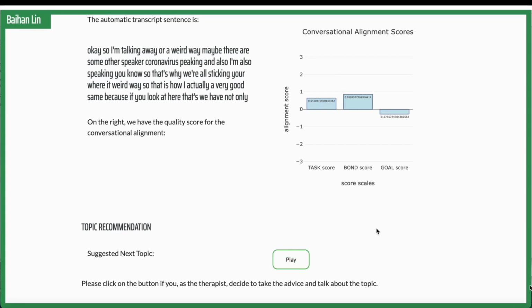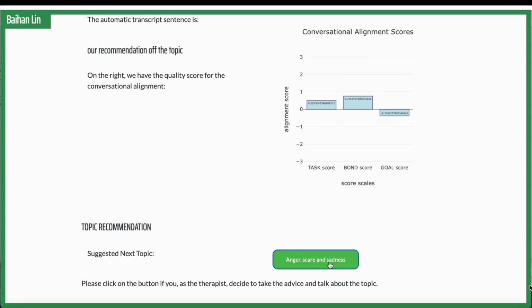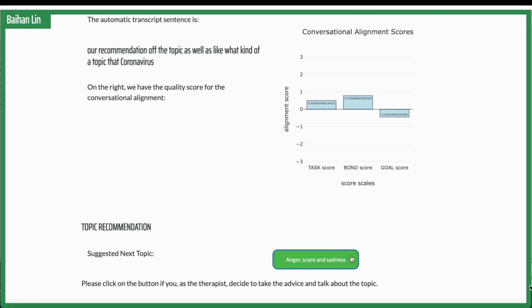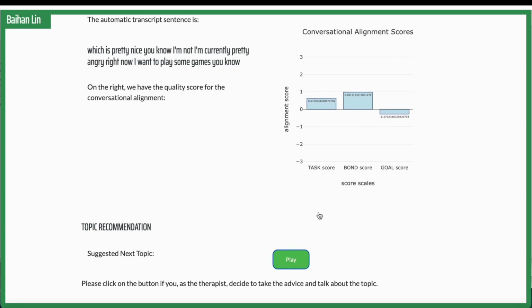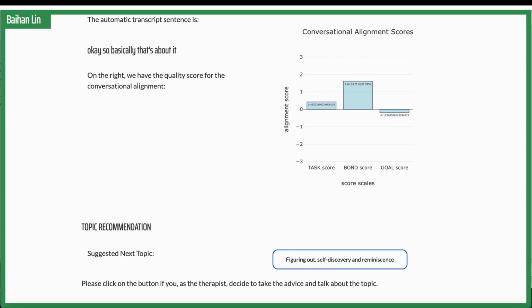You can see it's right below our annotations. We have suggested next topics for our therapist to take. And our therapist, which by default is the first user, has the option to either take the suggestion and talk about the topic or not take it. So basically, that offers additional feedback to the reinforcement learning model. Thank you.